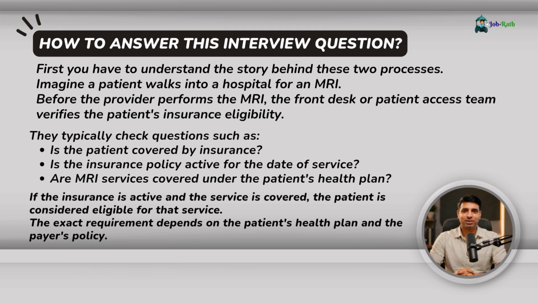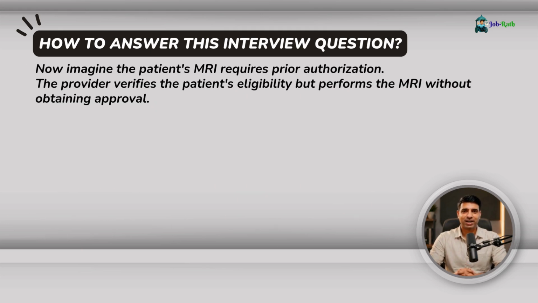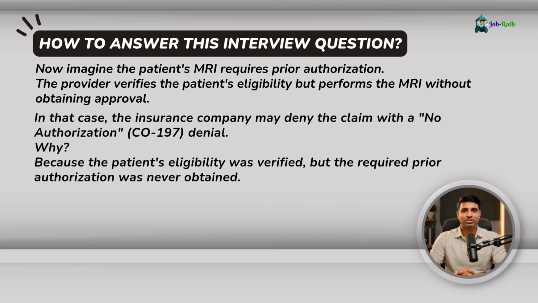But that's not enough. Some services, such as an MRI, CT scan, surgery, high-cost medications, or specialty treatments, also require prior authorization from the insurance company before they are performed. The exact requirement depends on the patient's health plan and the payer's policy. Now imagine the patient's MRI requires prior authorization. The provider verifies the patient's eligibility but performs the MRI without obtaining approval. In that case, the insurance company may deny the claim with a no authorization CO-197 denial. Why? Because the patient's eligibility was verified but the required prior authorization was never obtained.